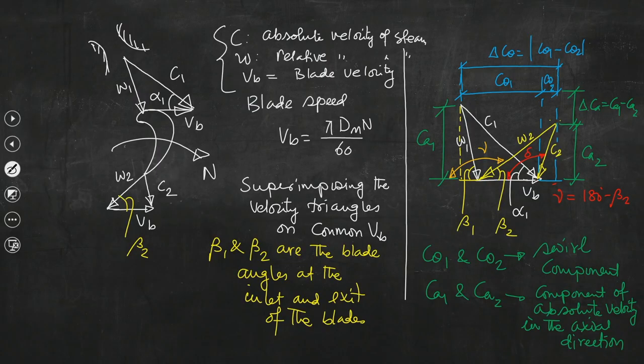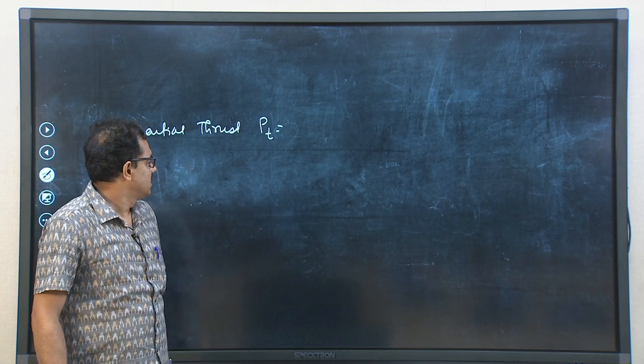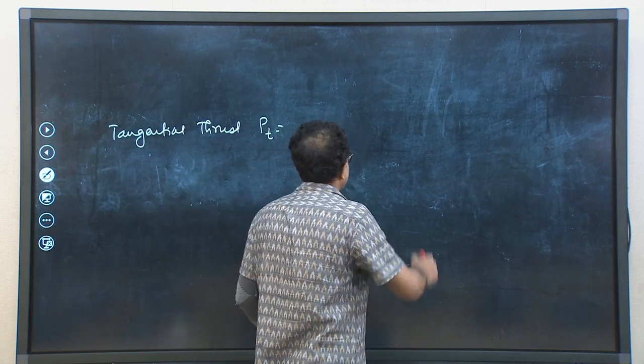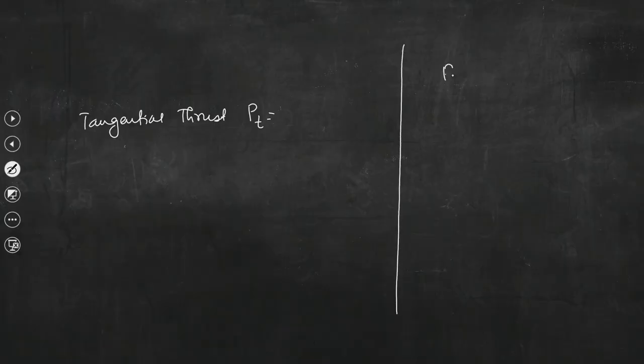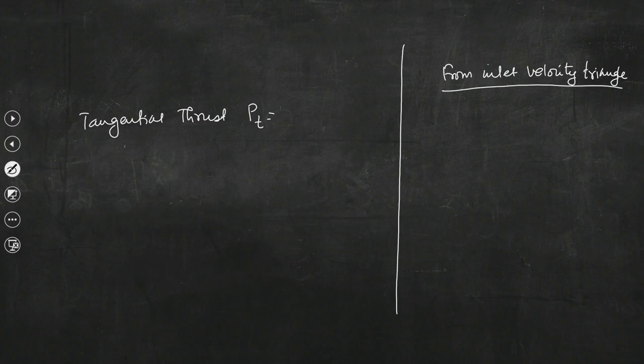Now, with this understanding, what I said is that the tangential thrust, that is PT, is due to the change or difference in whirl component of velocity. Now, if we look at the inlet velocity angle, it is very important. So, this delta c theta equals c theta 1 minus c theta 2.